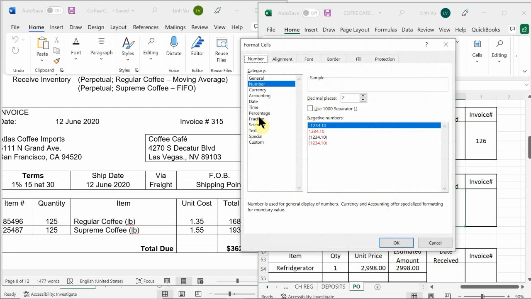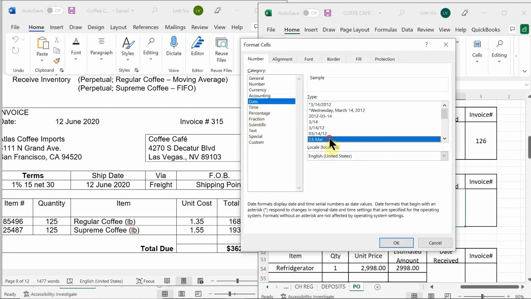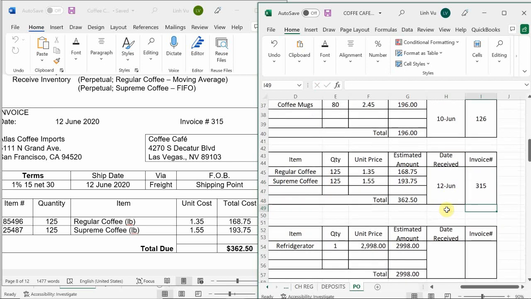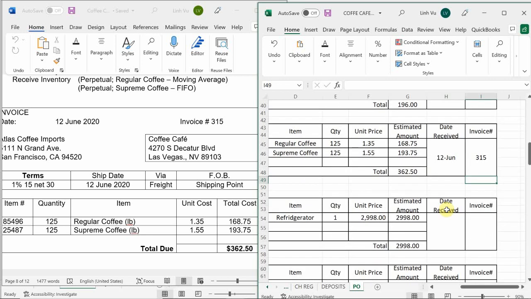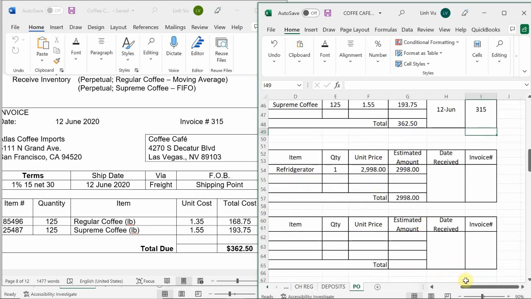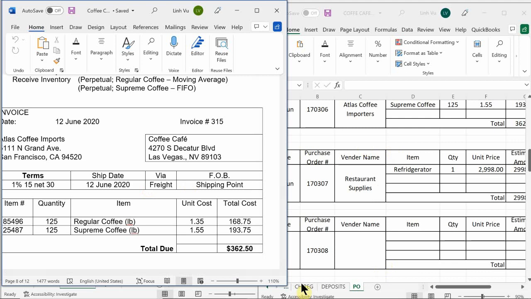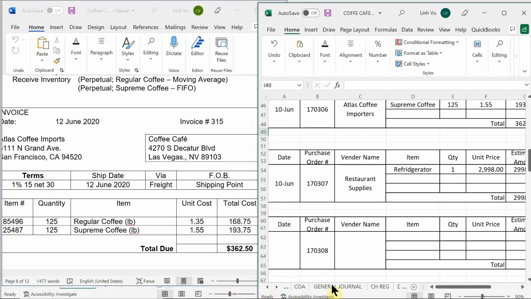Okay, so I need this to be a date. So when did we receive it? We received it on the 12th of June. What is the invoice number? 315. Okay. So let's see, what else are we missing? We're still missing our refrigerator. We haven't received a bill yet for our refrigerator. Okay. So we recorded our purchase orders, that we received the items.